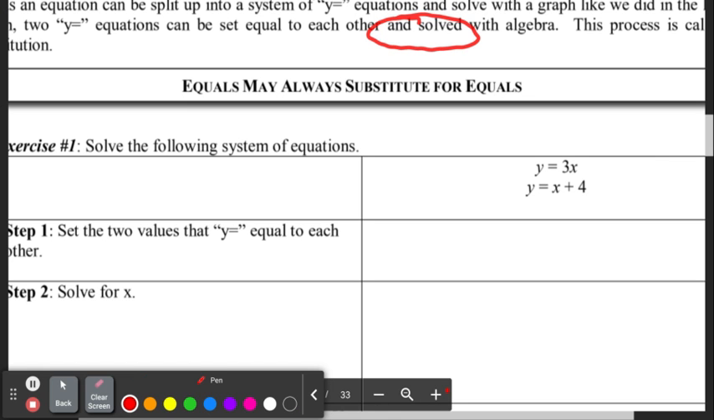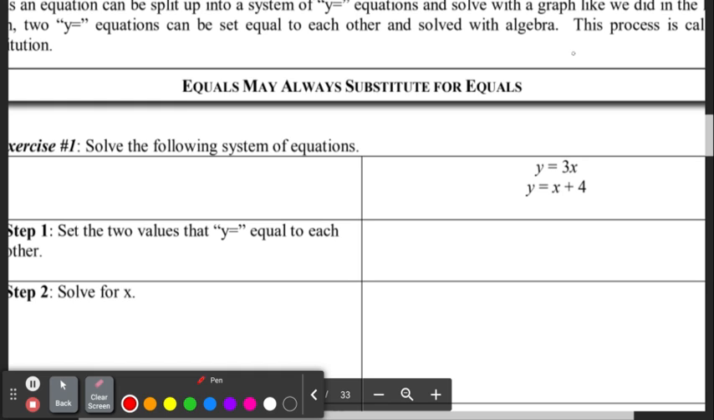So here's the reasoning behind this. It says equals may always be substituted for equals. So I'm just going to make a little example up here. If I have y equals 2, and then I have 6 plus y equals 8, well, I can take that 2 and plug it in there because y equals 2. So we have our steps here off to the side.